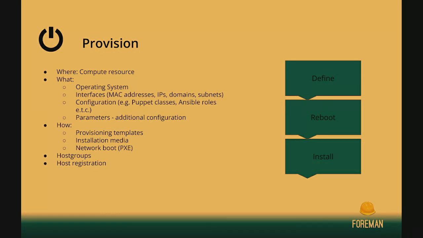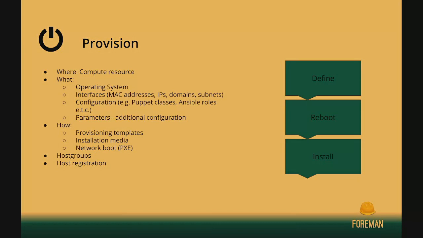It can be Puppet classes if you're using Puppet. It could be Ansible roles. Everything goes. And maybe you have some additional parameters that you want to specify for that specific machine. There is a concept of parameters inside Foreman. You can use those all around the place. Quite a nice thing to customize your deployments.